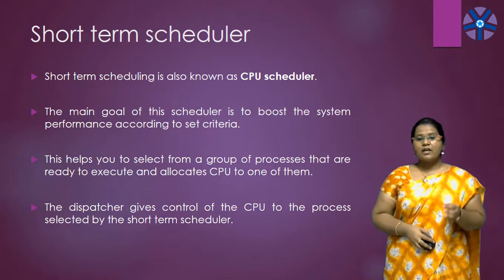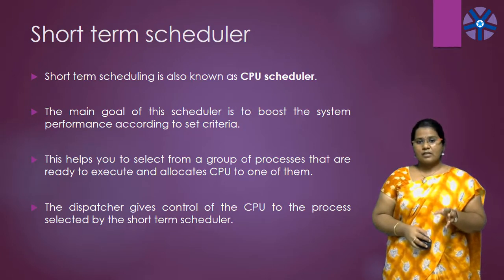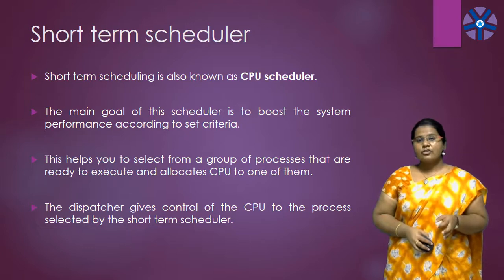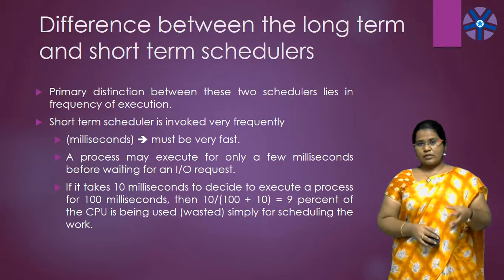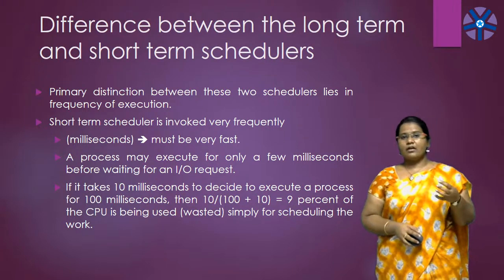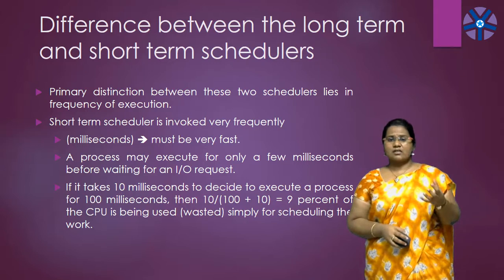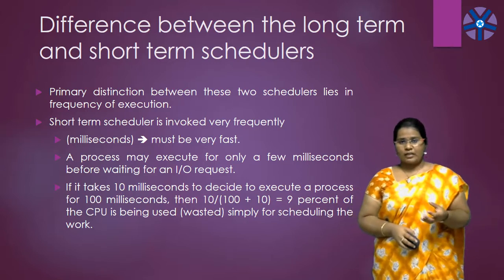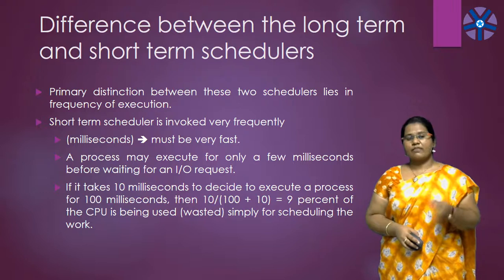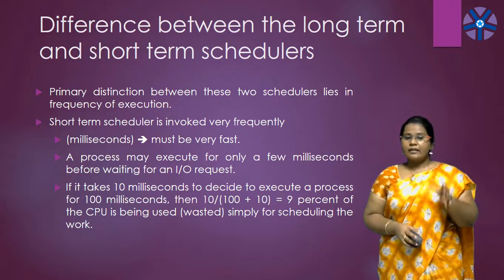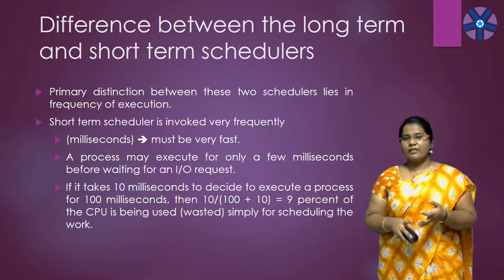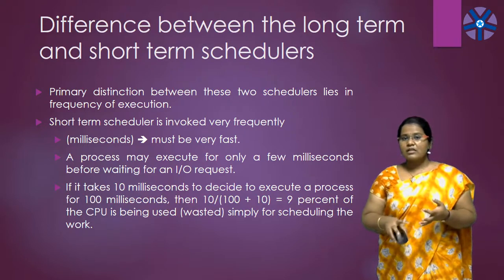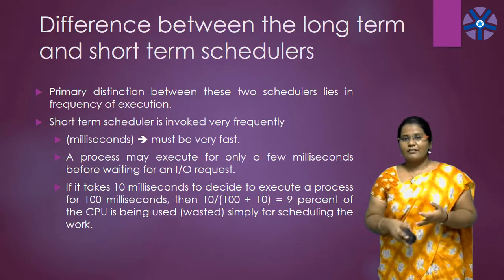This dispatcher will control the process present at the CPU that is selected by the short-term scheduler. Then let us see the difference between these two schedulers. The main difference between the long-term and short-term scheduler is their frequency of execution. A short-term scheduler will be executed frequently, within a few milliseconds. So this scheduler will be executed very fast.